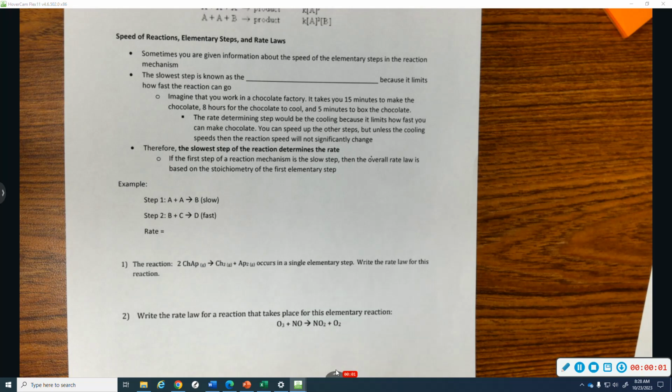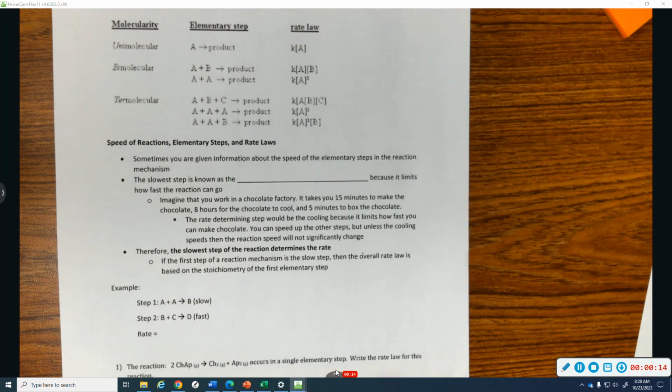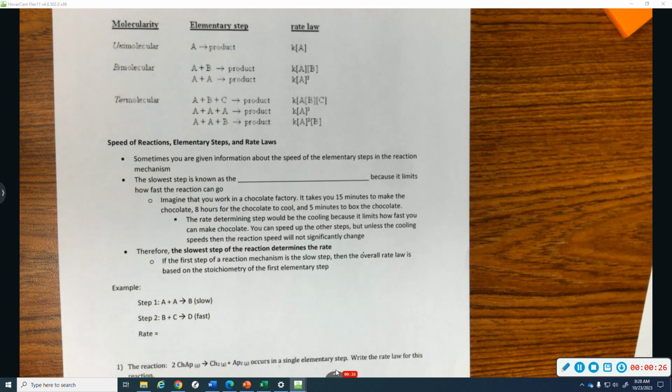Hi everyone, in this video I'm going to talk about how the speed of reactions for steps can help you determine the rate laws of the reaction. As a refresher, a lot of times reactions happen in multiple steps, even if we don't show that. If a step only has one reactant, it's known as unimolecular, and it would look like this: A becomes product.